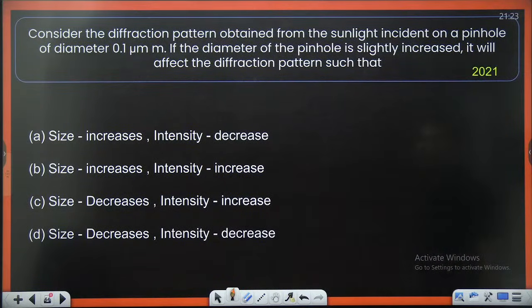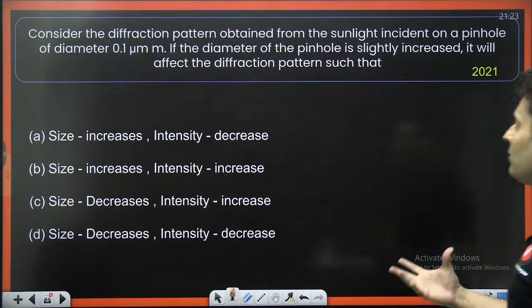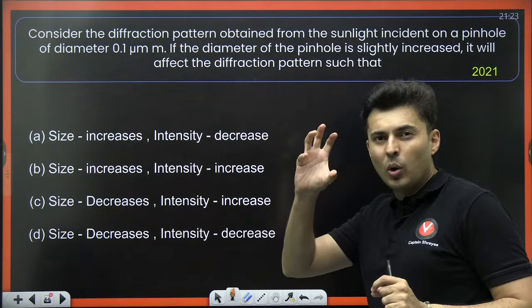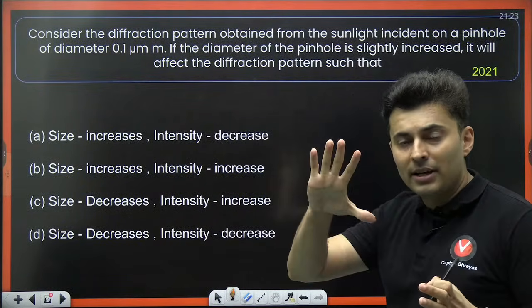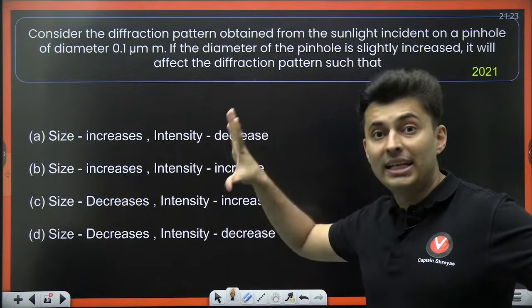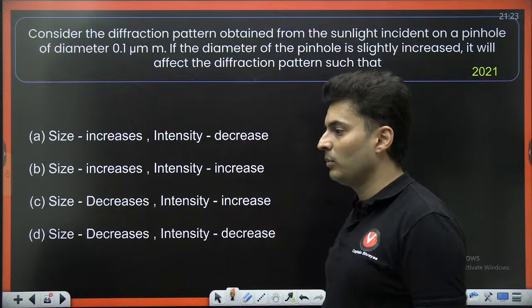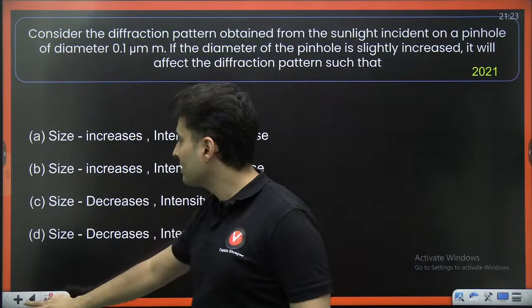Consider the diffraction pattern obtained by sunlight on a pinhole of some diameter. If the diameter is slowly increased, what do you think will happen to the diffraction? If you increase the hole, then more light will come through that hole, so intensity will increase. And what happens when you increase the slit width?